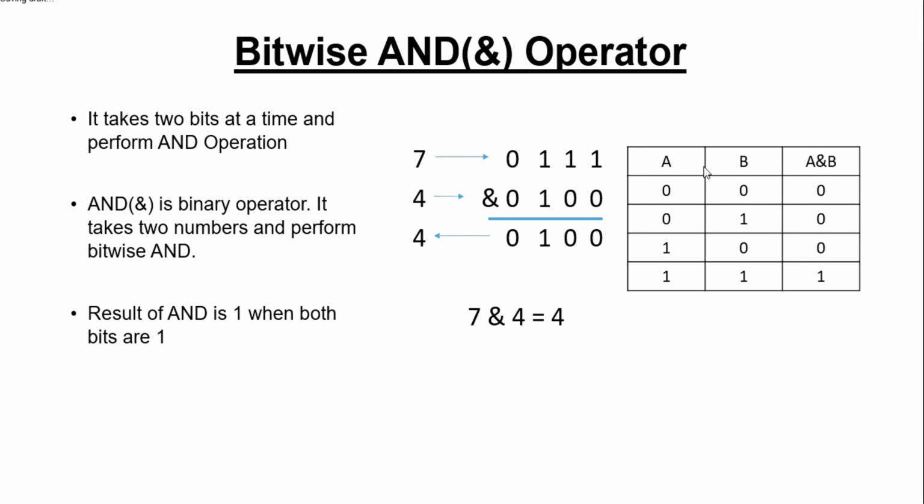Here is the truth table for the bitwise AND operator. Both bits are 0, which means 0. One bit is 0 and another is 1, it also gives 0. One is 1 and another is 0, then it will be 0. Only when both bits are 1 will it be 1.